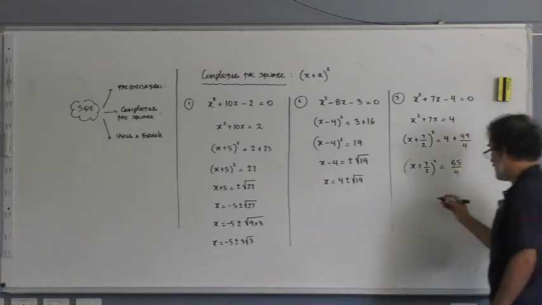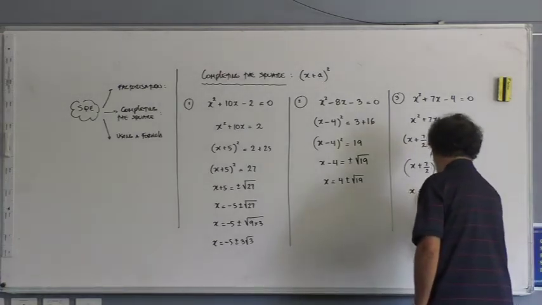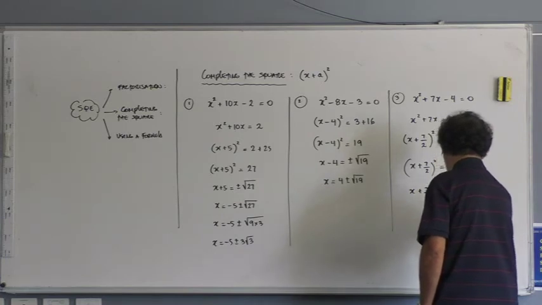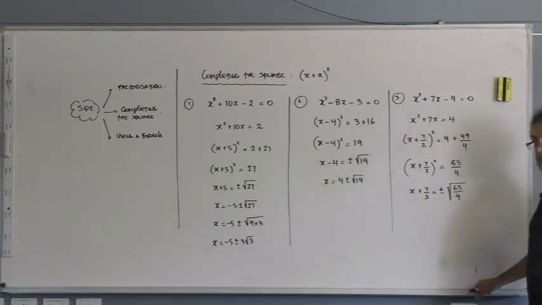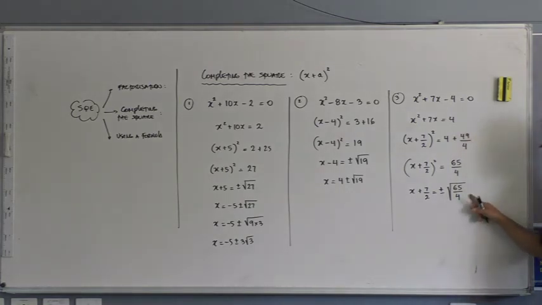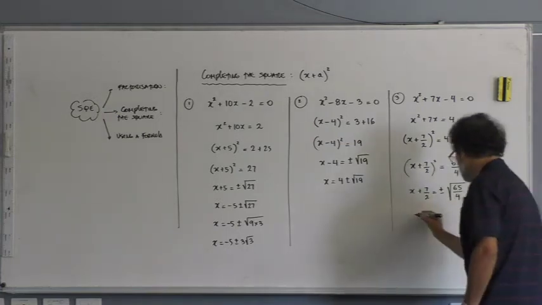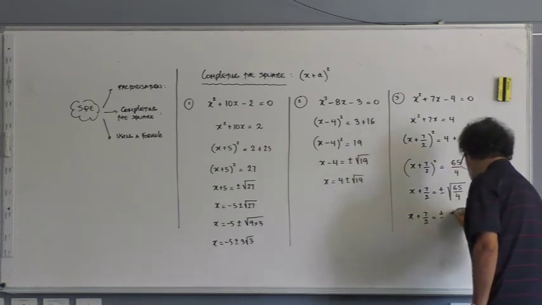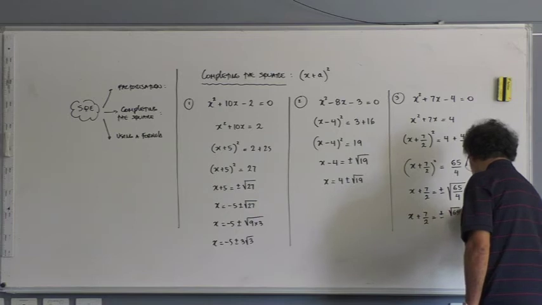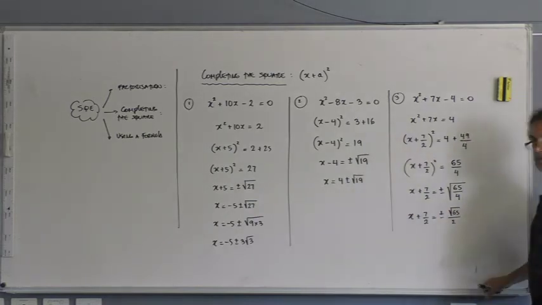Okay, and then, well, let's square root both sides. I will give you plus or minus square root of 65 over 4. And then again, if you can simplify this a little bit more, then you should do so. We cannot simplify the square root of 65, but we can simplify the square root of 4. So that means that this is the same as x plus 7 on 2 equal to plus or minus the square root of 65 on 2. All right?